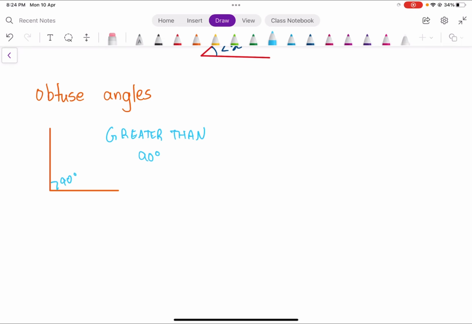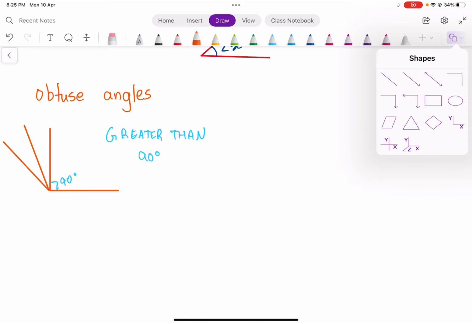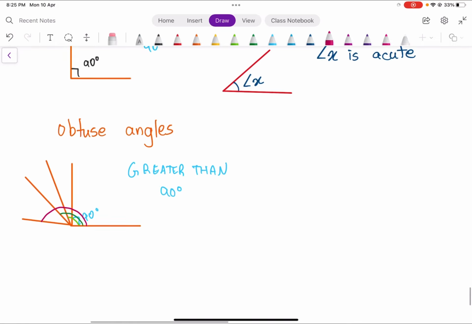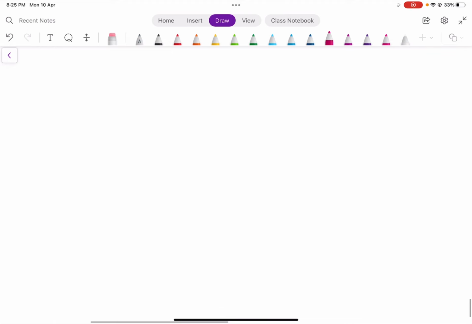So over here, 90 degrees is our mark. Now, anything that went over here, or even over here, that is an obtuse angle. So over here, this is one, this is one, and this is one. They're all obtuse angles. Now that we've talked about angles, let's finally move on to triangles.